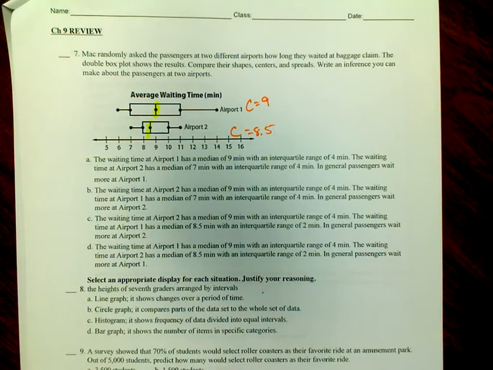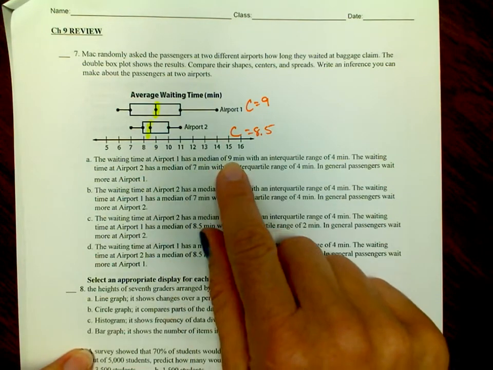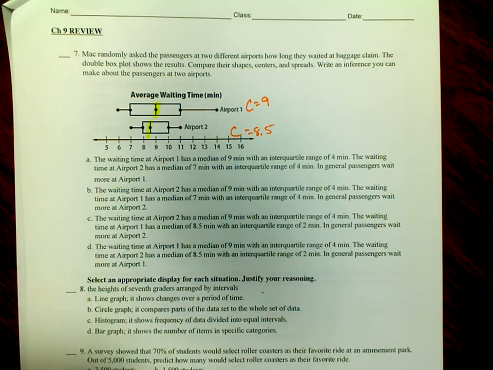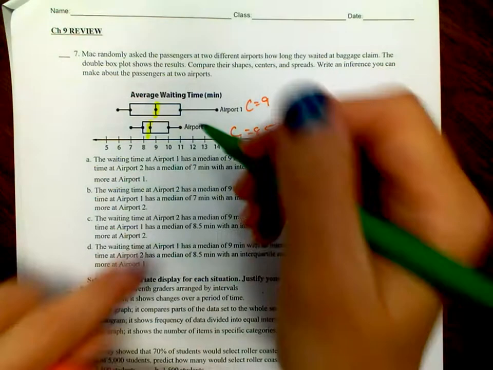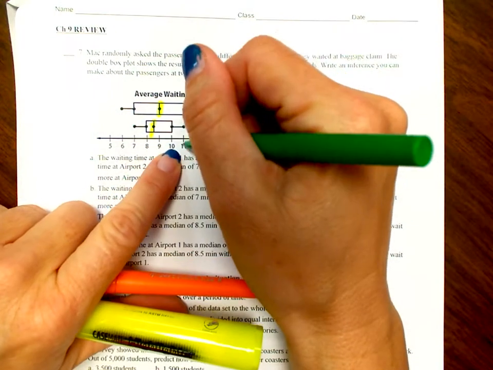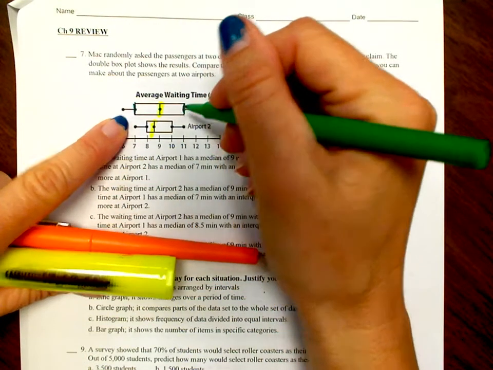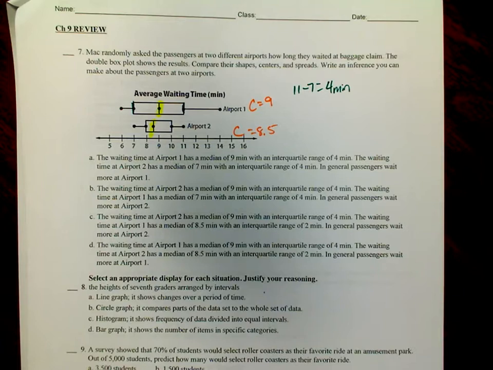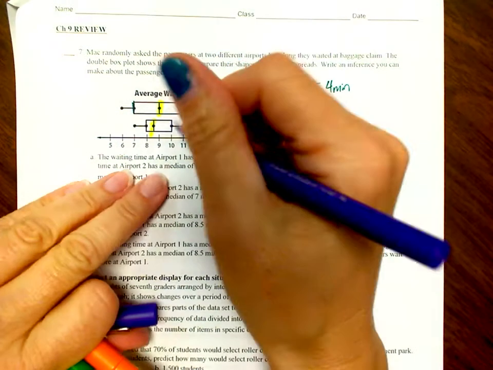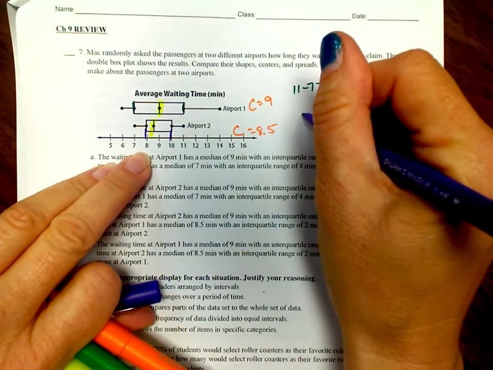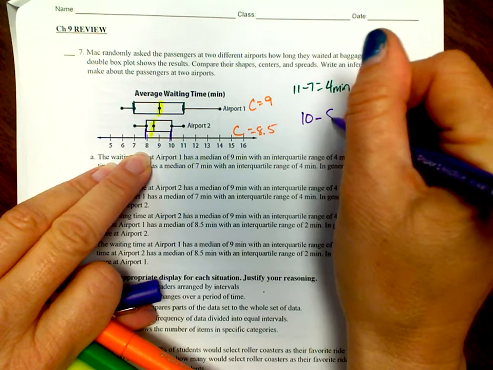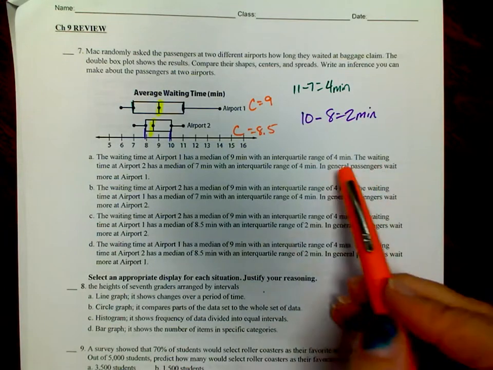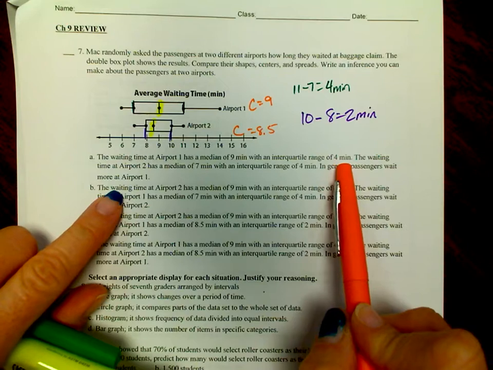A, the waiting time at airport 1 has a median of 9 with an interquartile range of 4. Okay, so we know that the median, the center, is 9. But we didn't find the interquartile range. So this would be 11 right here to here. So here to here, 11 minus 7. It's a 4-minute wait. At airport 2, you had from here to here, which was 10 minus 8 equals a 2-minute wait. Okay, so let's look back. With an interquartile range of 4 minutes, so that was true.